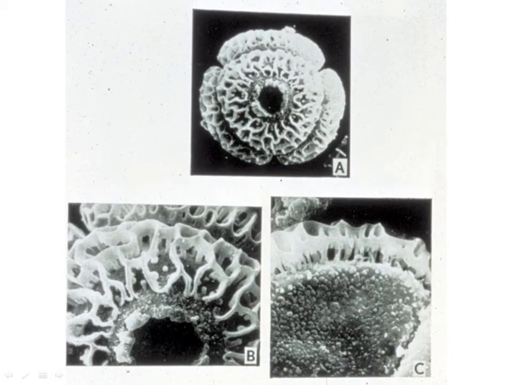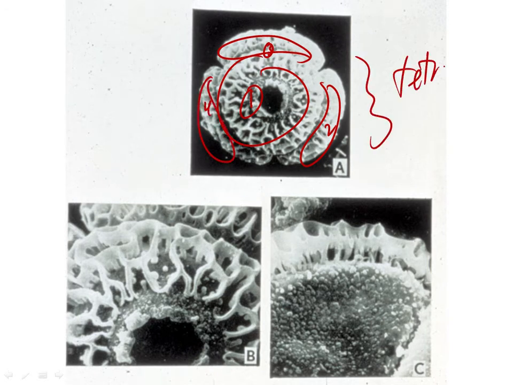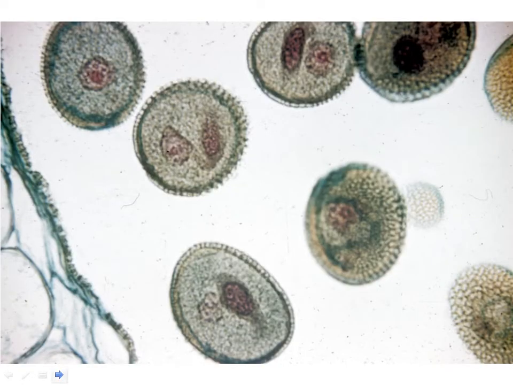Here is another tetrad. There's one, two, three, four pollen grains. And you can also see that there's elaborate sculpturing on the pollen grains. And I don't have time. Maybe Thursday I can tell you what that's about. Here are the pollen grains. They are very small. They are shed at the 2 to 3 cell stage.